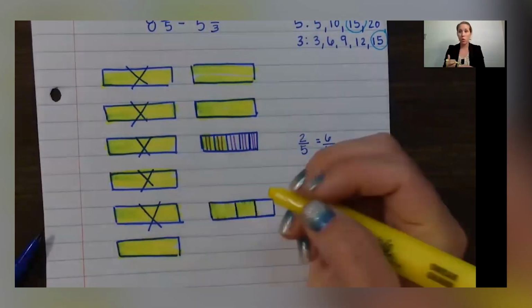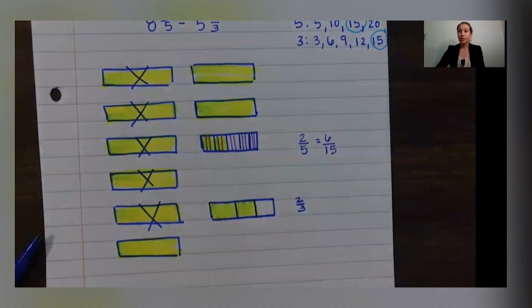Now we have to answer the question again. What can I do to thirds to make them 15ths? What times 3 equals 15? Shout it out at me. Did you say 5? So each section needs to be cut into what?